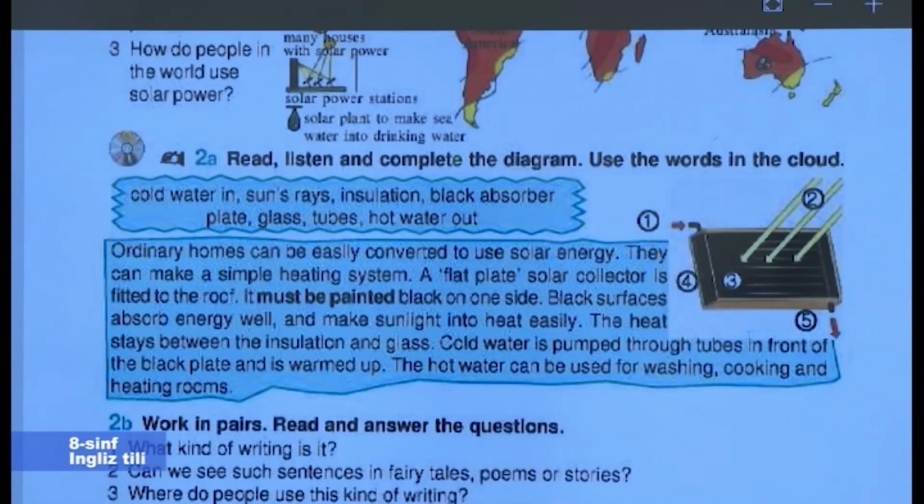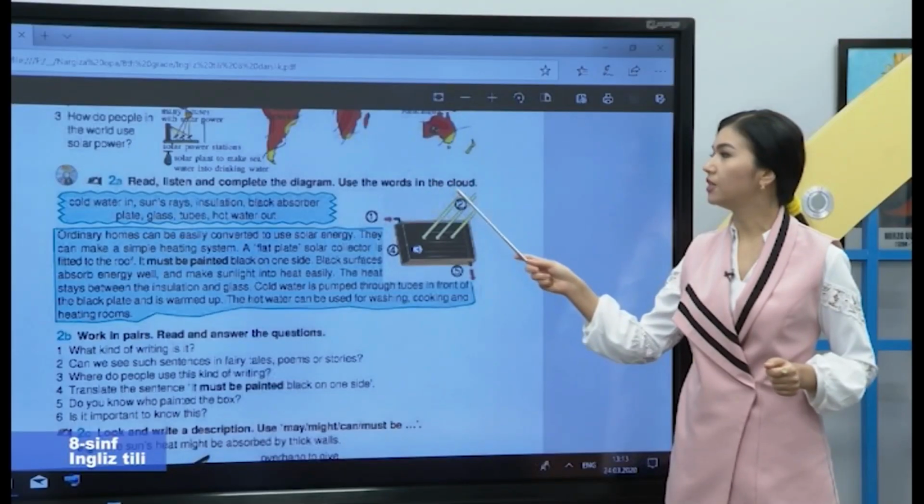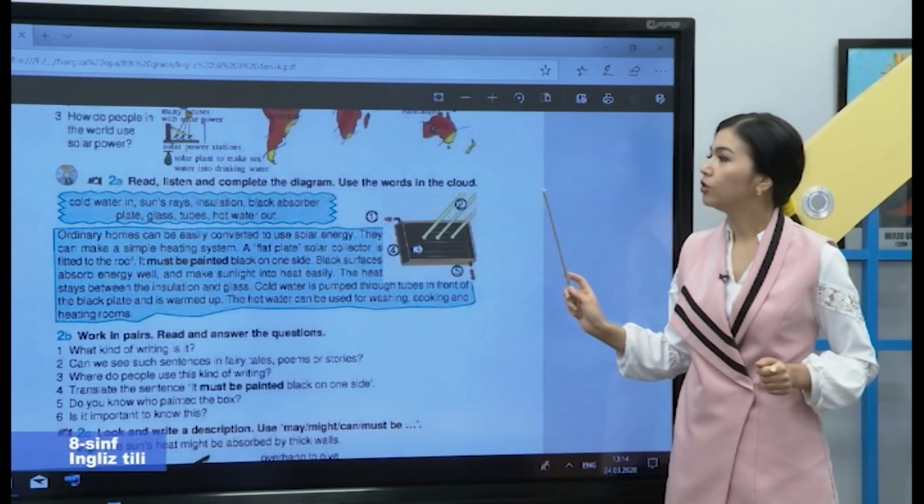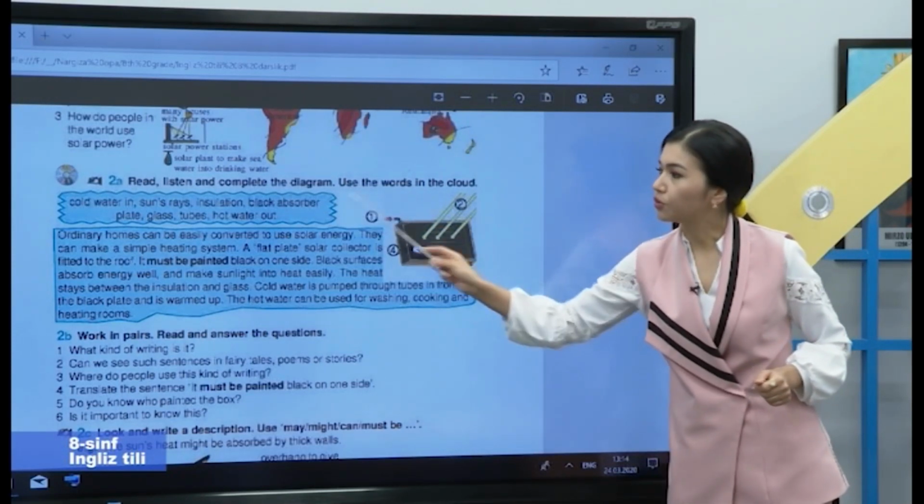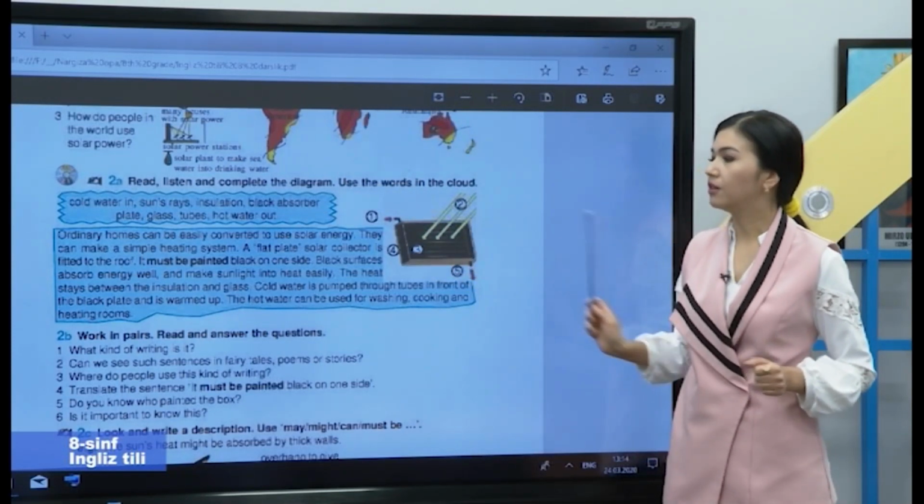Exercise 2A. Read, listen and complete the diagram. Use the words in the cloud. So, you should use these words to complete the diagram.